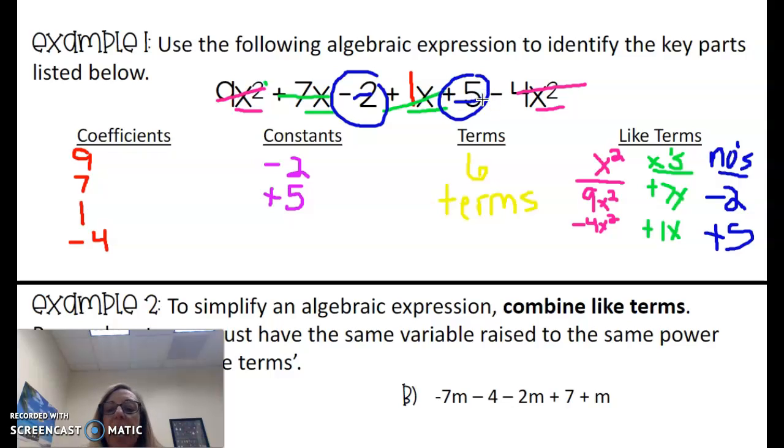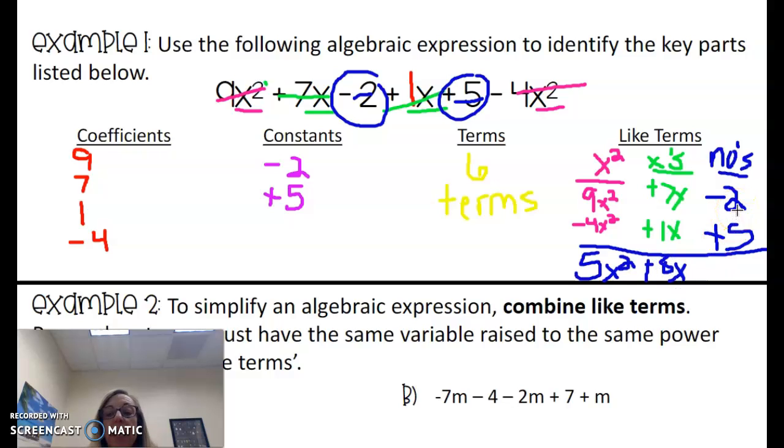So now I've put together all the terms that are alike. Guess what I have to do now? I have to combine them, or add them or subtract them, based on the signs given. So I'm going to draw a line under here because now I'm just adding my terms together. How many x squareds do I have? Well, 9 minus 4 is 5. So I have 5x squareds. Now I'm going to look at my x column. I have a positive 7 and a positive 1. Well, a positive plus a positive is just a positive. And 7 plus 1 is 8. So I have 8 x's.